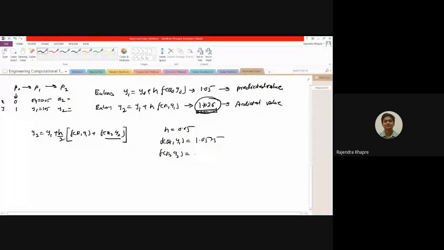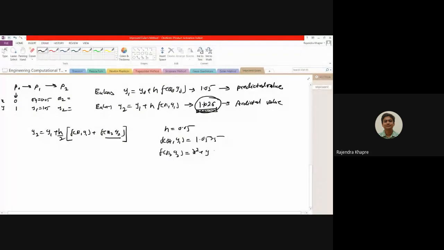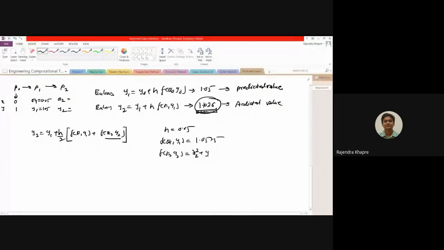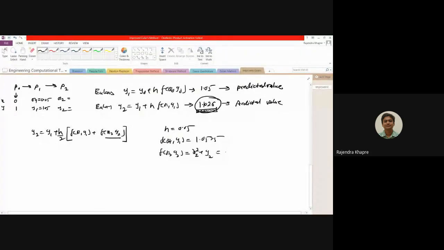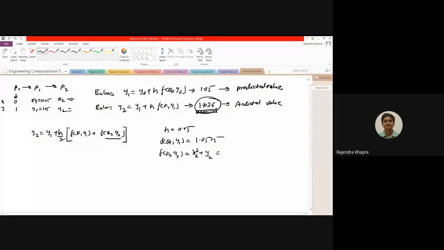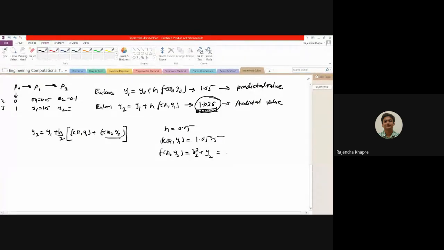So this is nothing but x square plus y. So this will be now 2 and 2. So x2 is basically 0.1 here. So this is 0.1 square plus the y2 value. So the predicted value of y2 is 1.1026. Can someone give me this value, please?